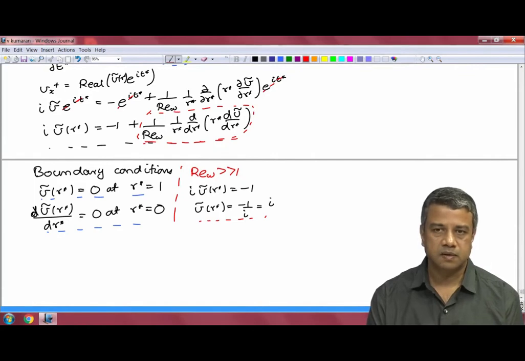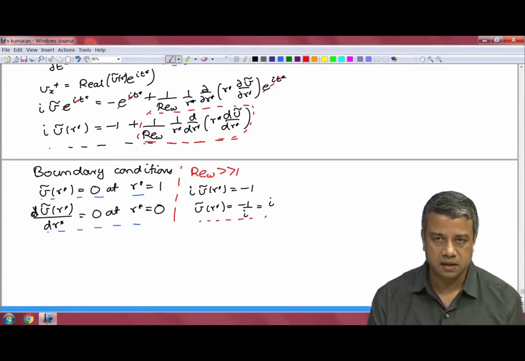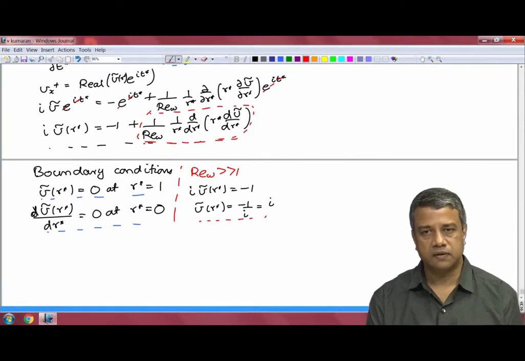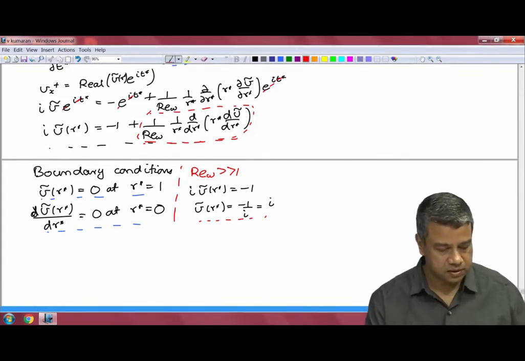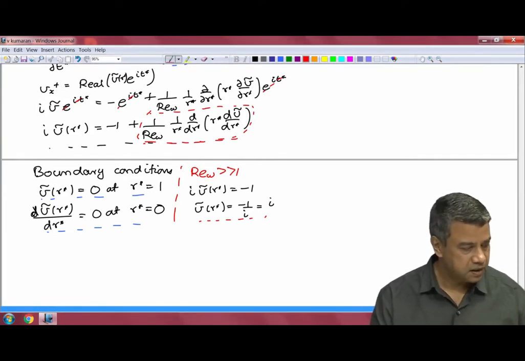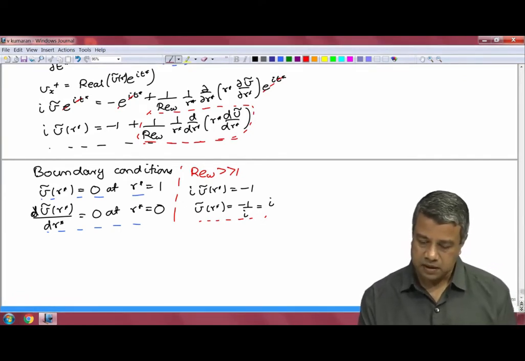When a small parameter multiplies the highest derivative and you neglect that, the approximate equation does not contain the highest derivative, and therefore, you cannot satisfy all of the constants that were originally present in the original equation. That is the mathematical reason.